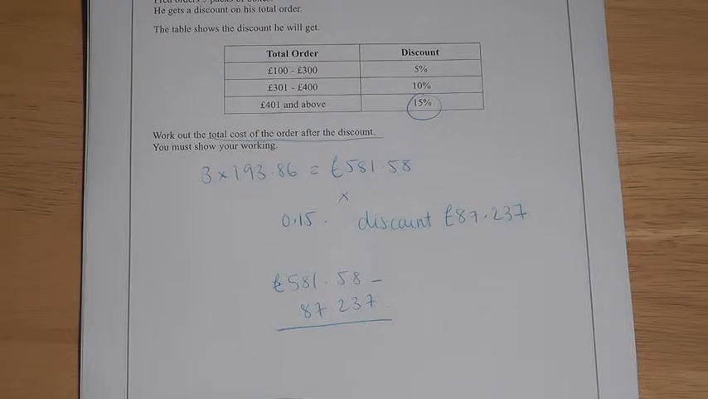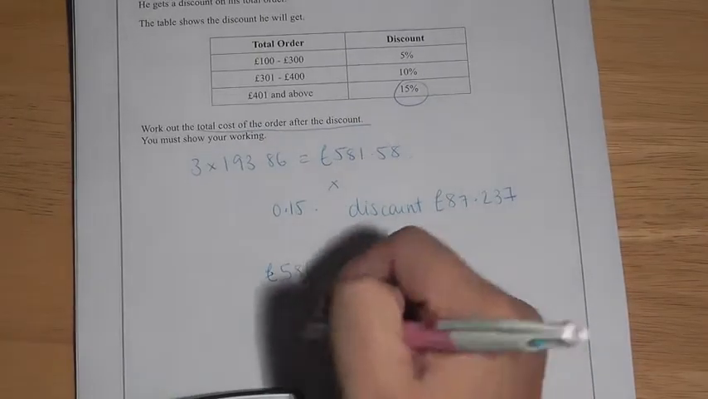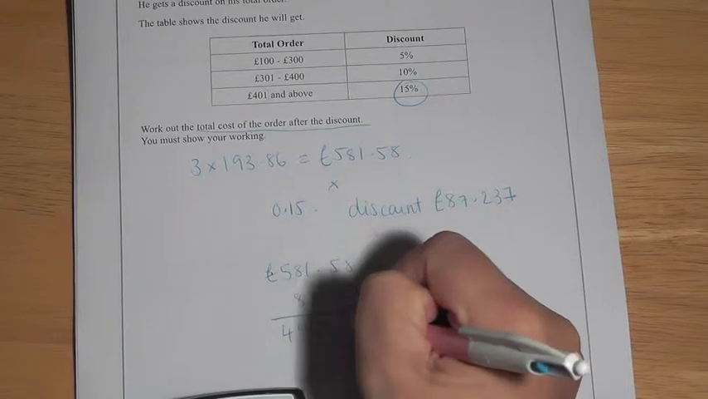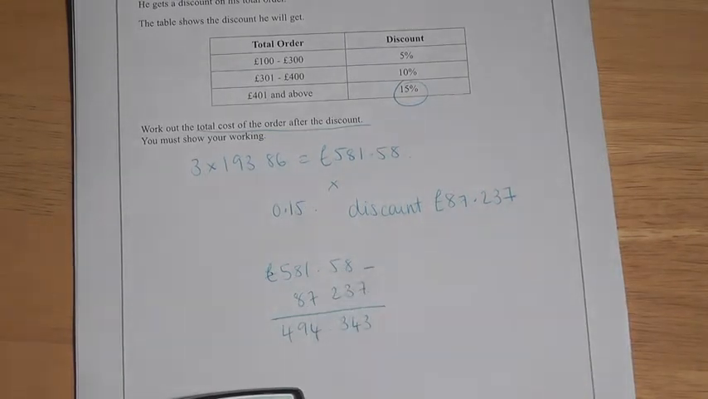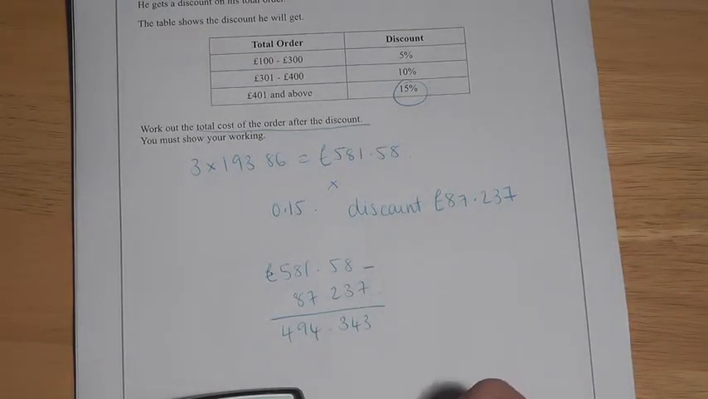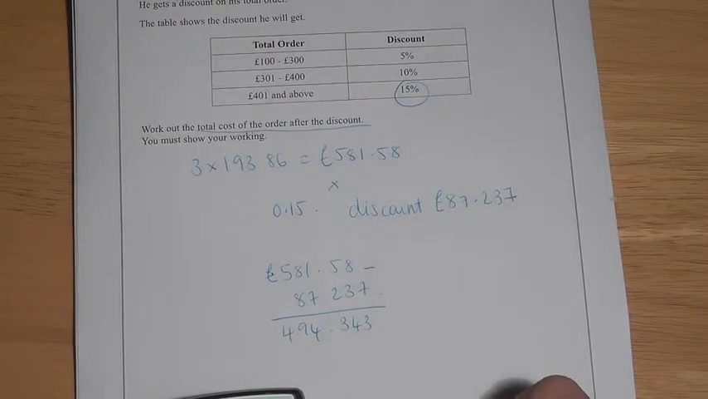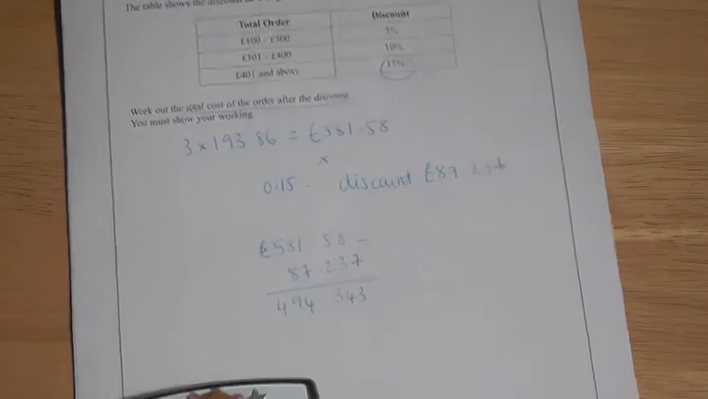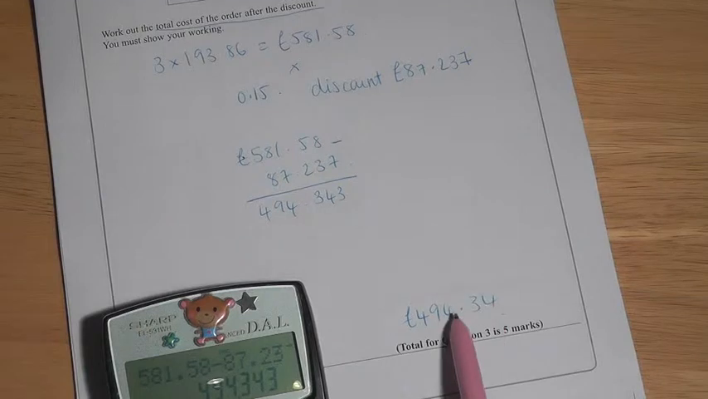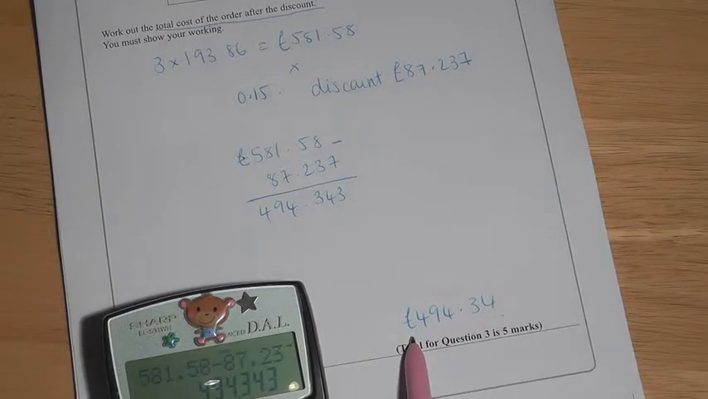So 581.58 minus 87.237 gives me 494.343, which appropriately rounded would give me £494.34. Note, because I am actually giving a cost, it needs to be in monetary units at the end. So this is the correct answer.